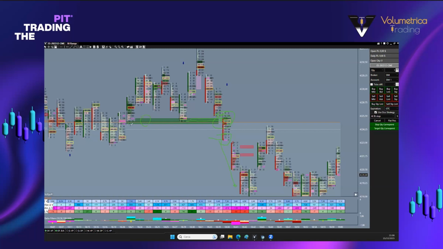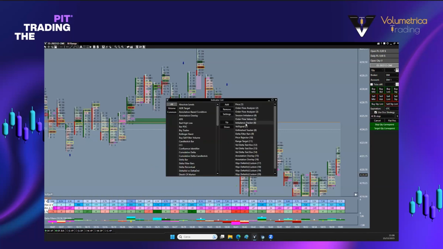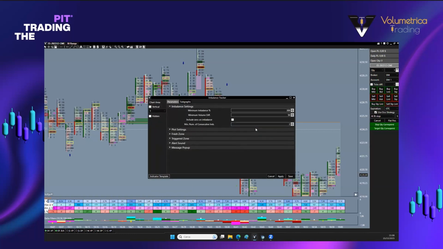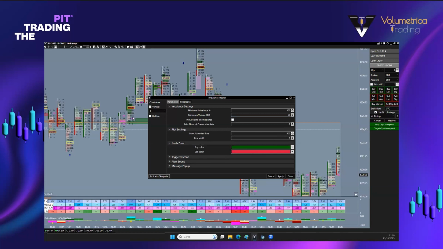This is a very nice feature of the Falsys platform. Actually, you can set it up to have this area shown. The indicator is called imbalance tracker. I have to correct myself, the threshold for imbalances wasn't 100 but 50. But still, then you can decide whether to extend the band for a specific number of bars.